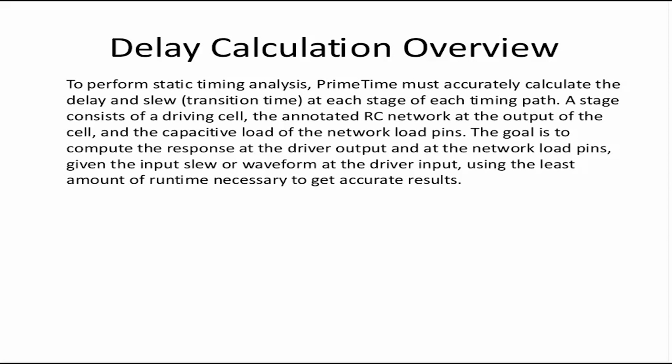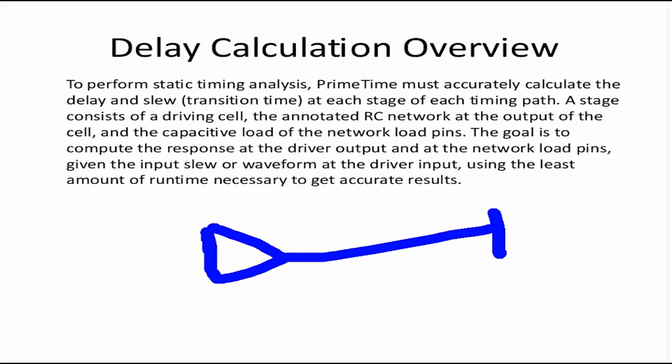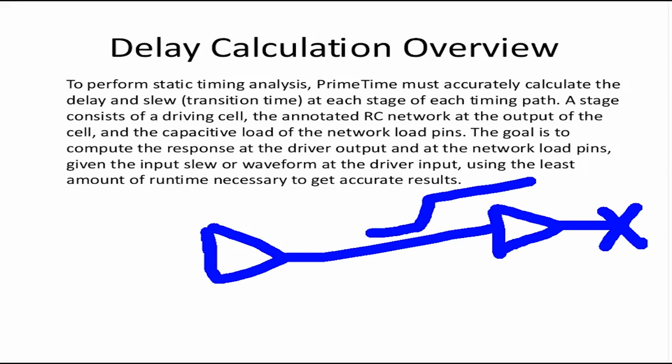Why? Because again the delay depends on the transition value. For example, the delay at the output of a 2-input AND gate will depend on the load at the output plus the transition at the input. Let's say there is one buffer driving another buffer. To calculate the delay at this point, PrimeTime needs to know the transition at this point plus the load at this point.